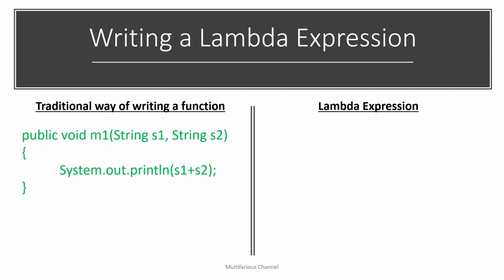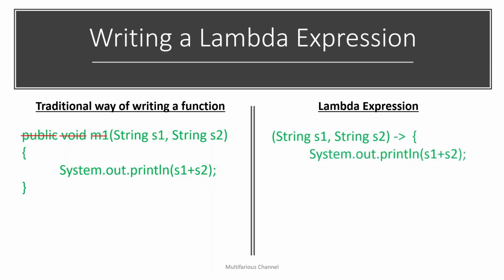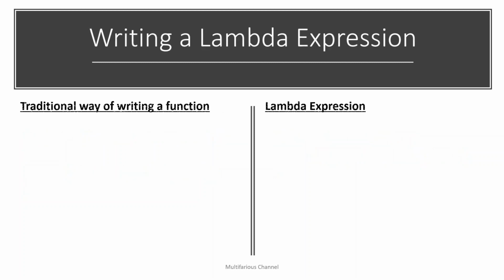Lambda expression doesn't have any modifier, so let me eliminate the public keyword from here. Now lambda expression doesn't have any return type, so let me eliminate the void keyword from here. And lastly, lambda expressions are anonymous, so let me remove the name of the method. Now see what is remaining. The parenthesis having the list of parameters, followed by the arrow and the method body. So now our expression will be (String s1, String s2) -> System.out.println(s1 + s2).